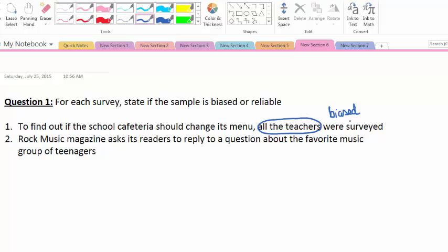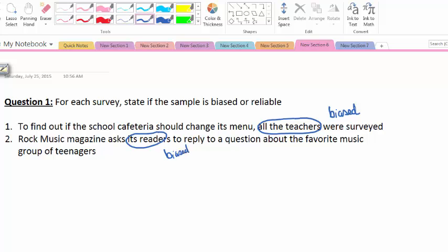The keyword here is its readers. This magazine is for what? For rock music magazine. The readers are fans of the rock music. Do you think it's fair to ask them about the favorite music group of teenagers? For sure no. They should ask all the teenagers from different places. So again, this one it's biased.